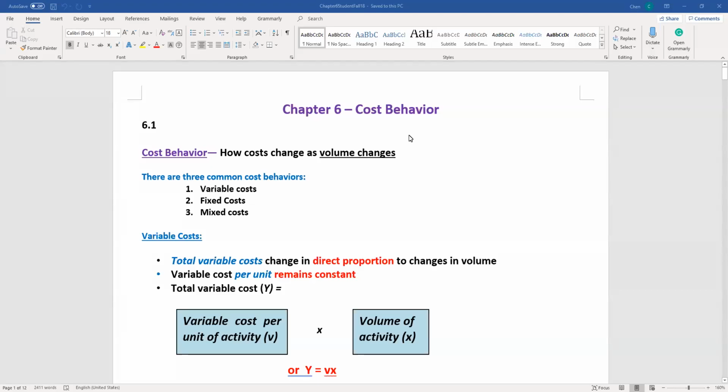Hello everyone. This video is going to be chapter 6, cost behavior. If you remember in chapter 2, we learned the building blocks of managerial accounting, where we talk about different kinds of costs. If those are the building blocks of managerial accounting, then chapters 6 and 7 are going to be the walls, if you say managerial accounting is a building. So chapter 6 is very, very important, and it's a very long chapter.